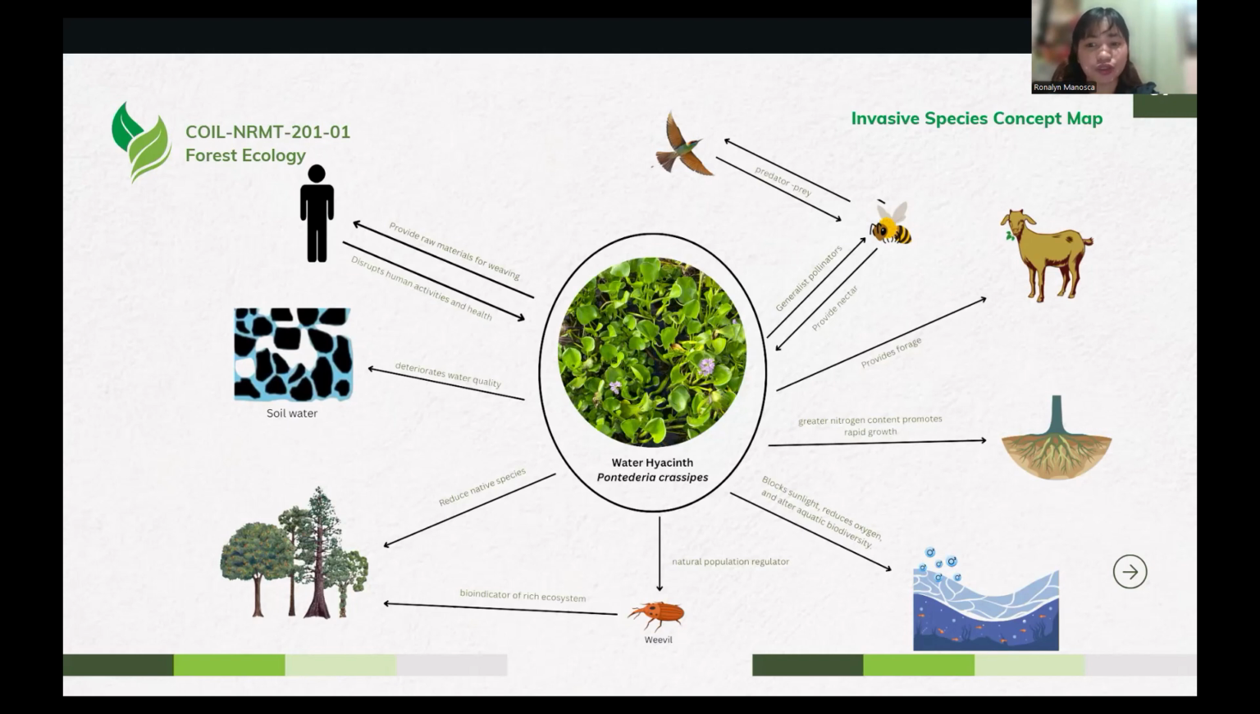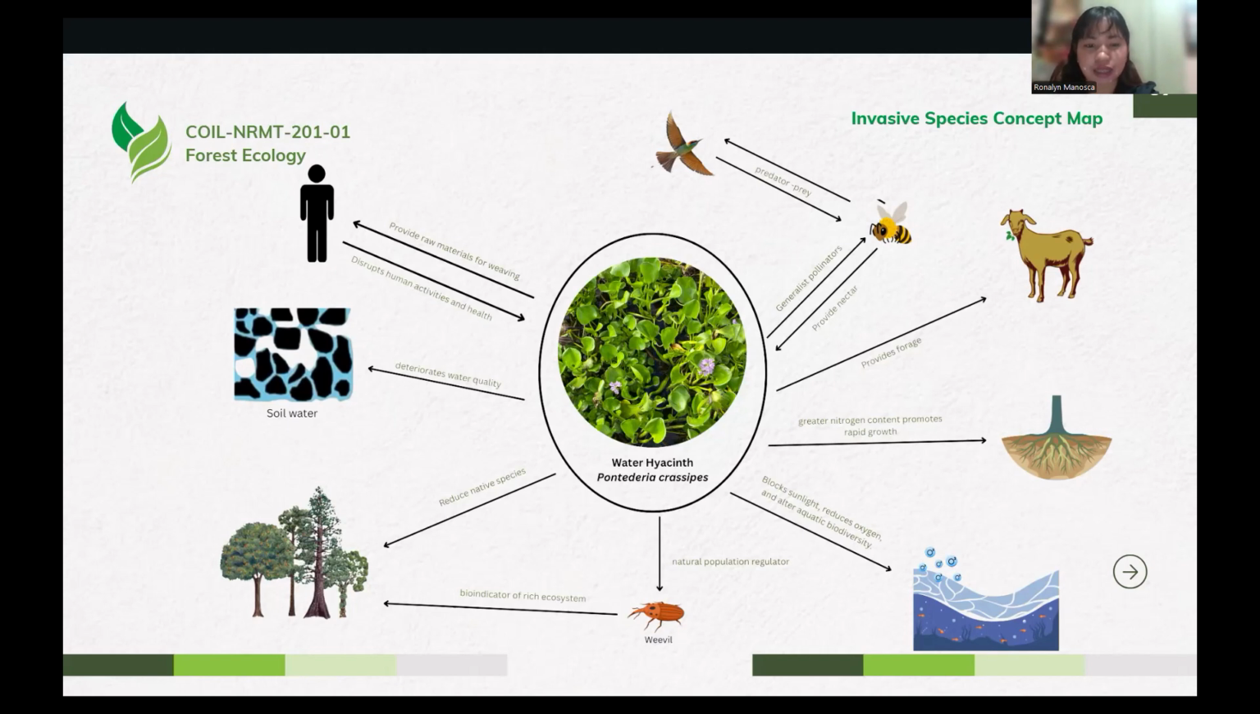By shading the water surface, it suppresses biodiversity, alters habitat structure, and displaces native vegetation. This effect cascades through the ecosystem, contributing to the decline in fish and invertebrates that rely on native plants for food and shelter. Dense mats of water hyacinth significantly alter natural hydrology, reduce water flow beneath the mat, and promote sediment accumulation and oxygen depletion, affecting soil and water quality and ecosystem processes.